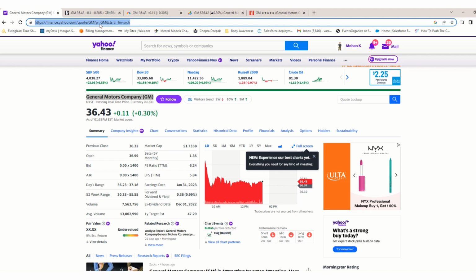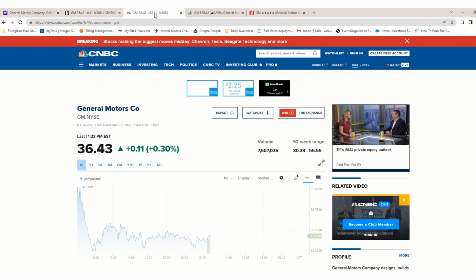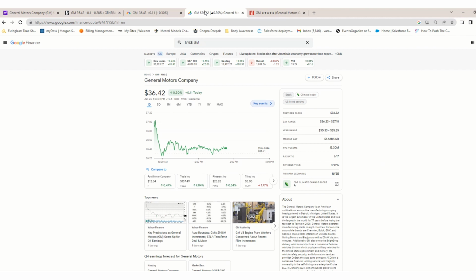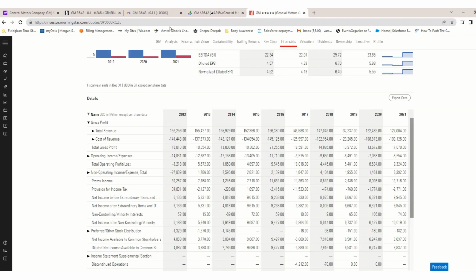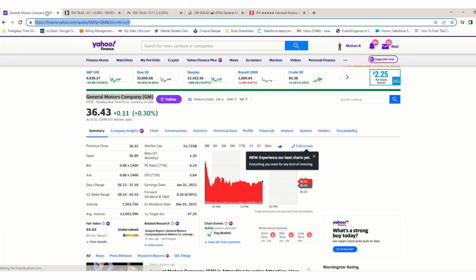You can use any other websites like MSN, CNBC, google.finance.com, and investor.morningstar.com. Any of these websites will serve the purpose, but I am using finance.yahoo.com because I know where to pull the information, where the particular numbers are, and also it's easy for me to use.